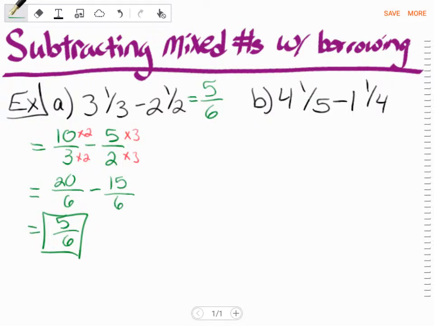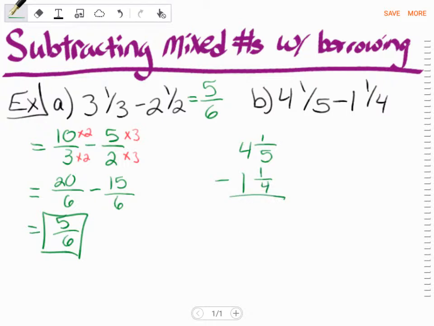Again, I'm going to do this one the same way. I'm going to do both ways of showing this problem over here. So the first one, I'm going to do the stacking method. I'm going to do 4 1/5, and I know that the way I do my fractions is a little weird. 1/5 there, and I want to subtract 1 and 1/4.